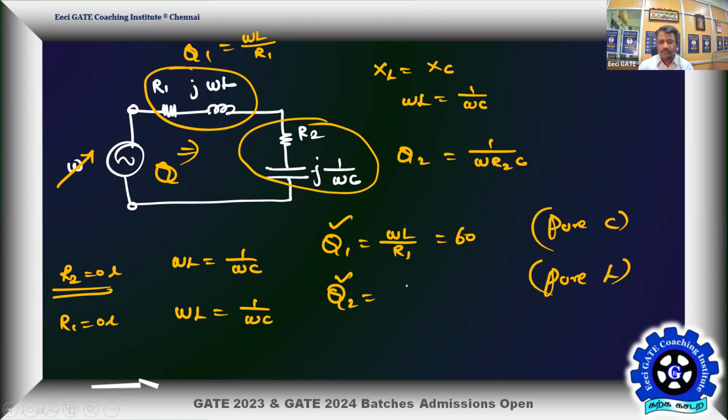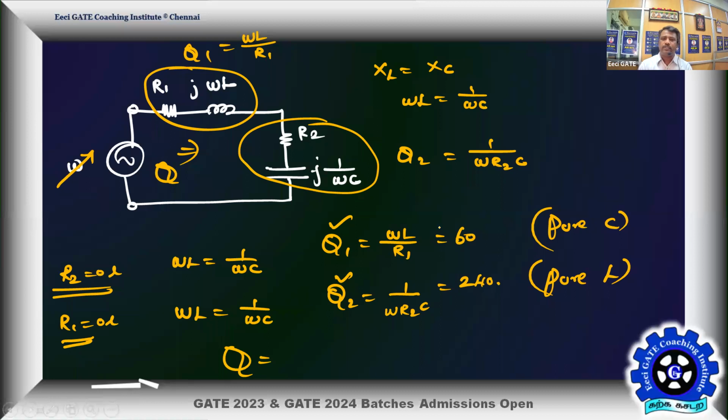So that Q2 is equal to 1 by omega into R2 into C. That is given as 240. Now let us go for the Q. So what is the desired Q now? Earlier we made R2 0 and R1 0. R2 0 made a pure capacitor, R1 0 made a pure inductor.